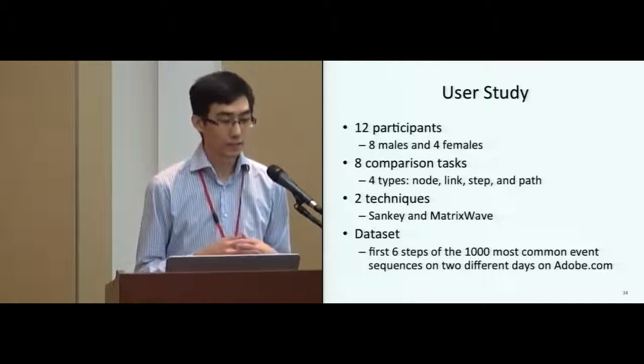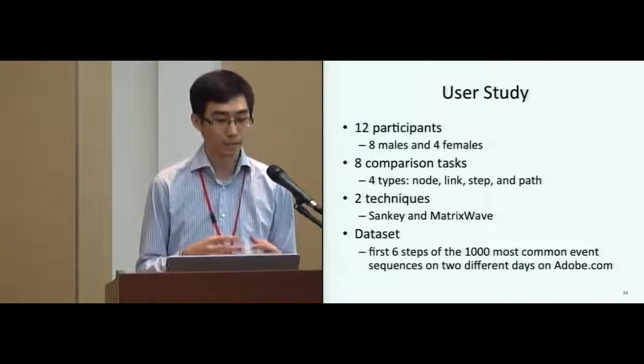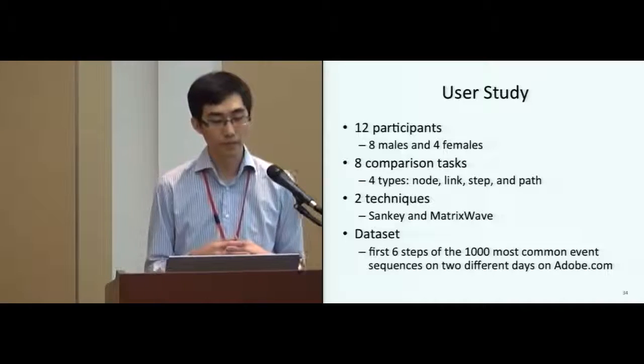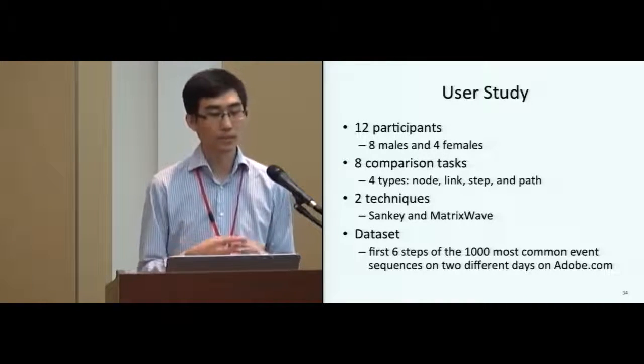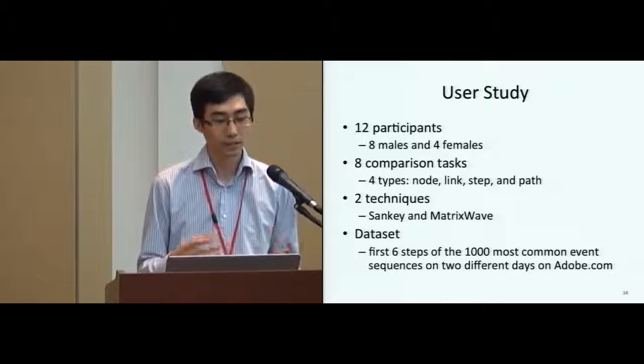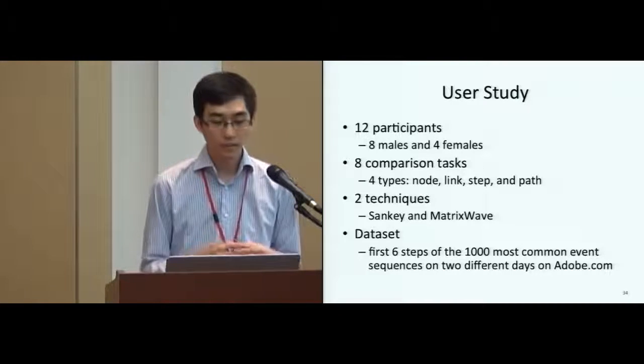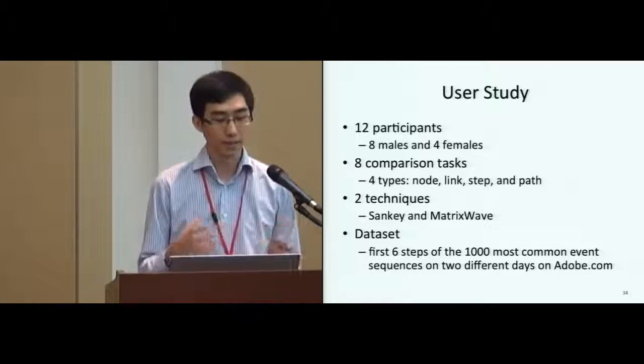So in the user study, we had 12 participants and designed 8 comparison tasks, including the comparison of 4 important elements in event sequence data: node, link, step, and path. And we used realistic data to conduct the study.